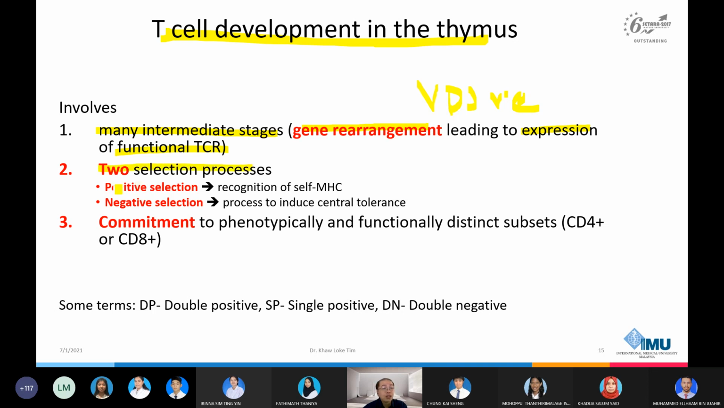Then they need to go through two selection processes, excuse me, positive and negative selection. So this is your exam, okay? And ultimately, commitment to phenotypically and functionally distinct subsets, CD4 positive or CD8 positive. So either way, you end up with a T helper cell or a cytotoxic T cell.